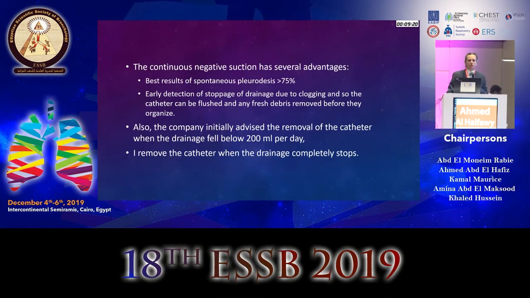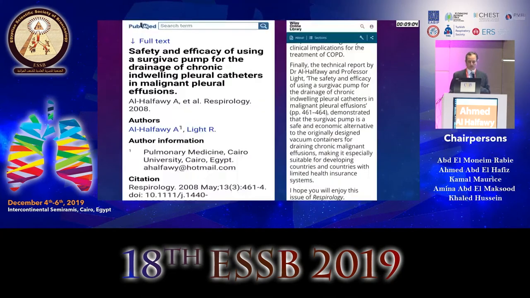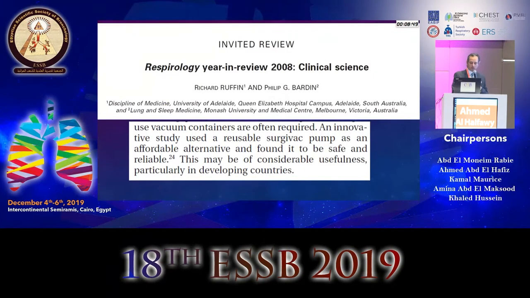Also, as with any other intercostal drainage, the company would advise removal of the catheter when the daily drainage is less than 200 milliliters. I actually leave the catheter until it's completely dry. And this is what we published in 2008, Dr. Light and I. At that time, we had 76% spontaneous pleurodesis. It was published in Respirology, and it was included in a year in review at that time.